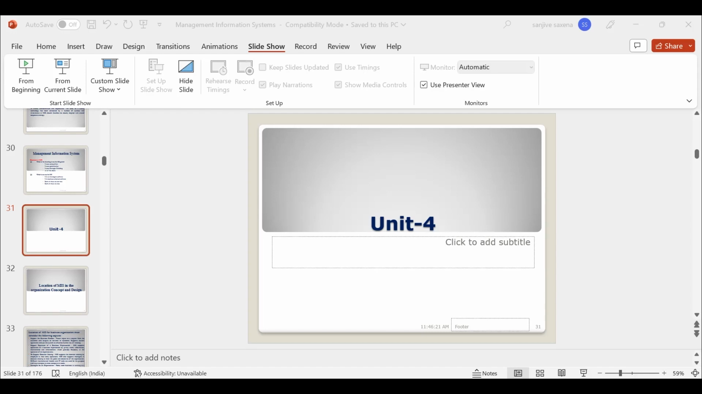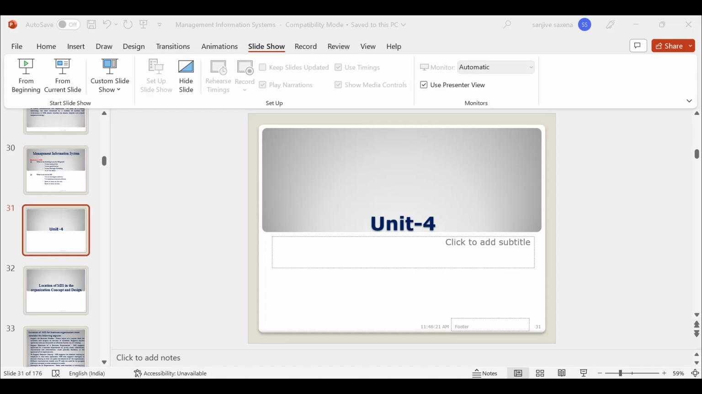Control and maintenance. Control and maintenance is a very important term. In a sense, control means who is the owner of MIS. That means who is the person who is responsible for MIS, who is responsible for maintaining the MIS, how it is going to take place. All this is a part of controlling the MIS.